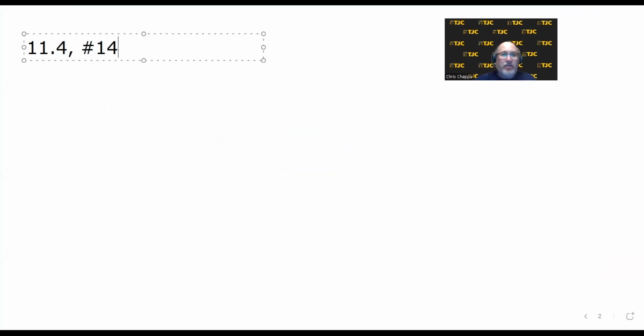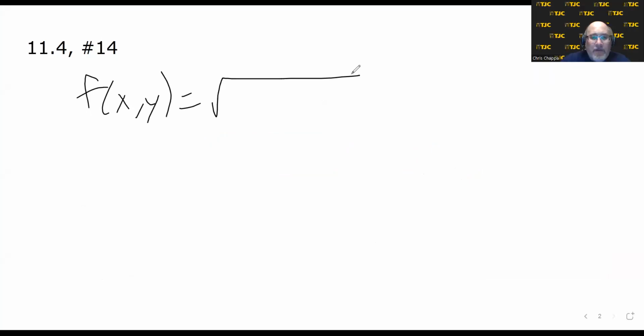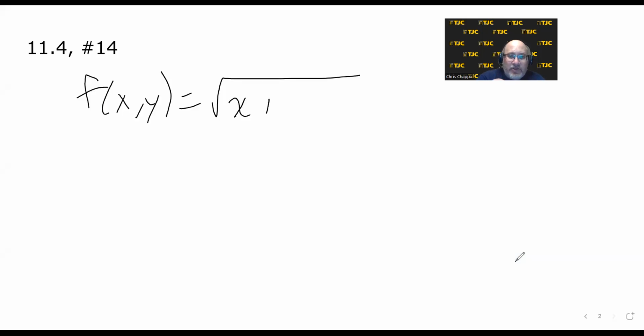11.4, number 14. See if I remember what the function was. F of x comma y was the square root of, was it just x? I forgot. Let's see. x plus e to the 4y. And our ordered pair is 3, 0.